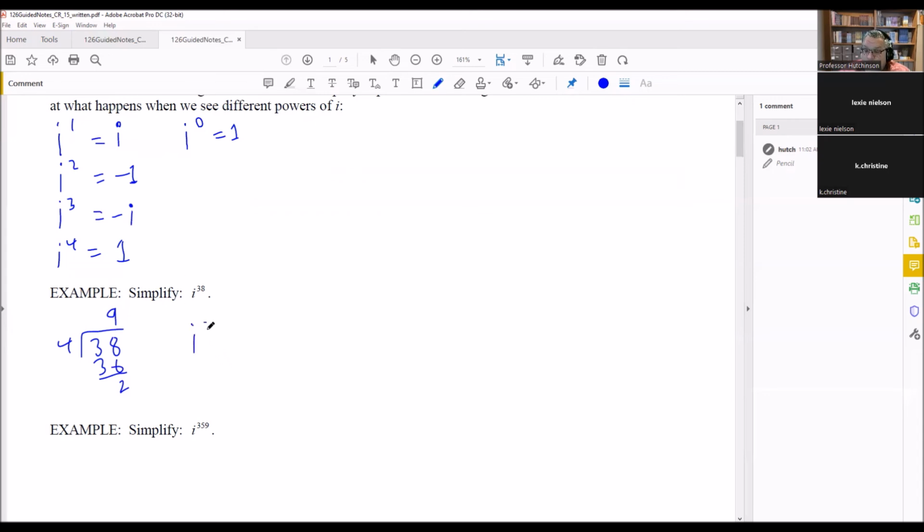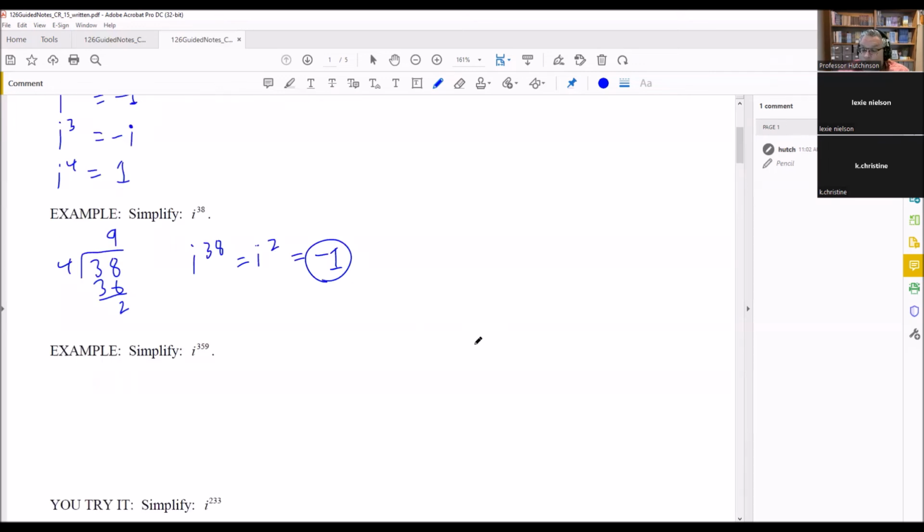So what this is saying is i to the 38th power is actually the same thing as i squared. Whatever the remainder is, that's what this simplifies to. And then I just look at my list and I see that i squared is equal to -1. And so that is going to be my exact answer. So now I know that i to the 38th power is the same thing as -1. So just take whatever the exponent is, divide the exponent by 4, and then whatever your remainder is, you just look at this chart, and that's going to tell you what the answer is going to be.